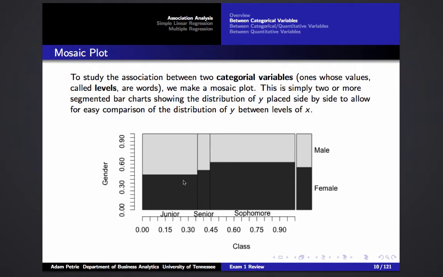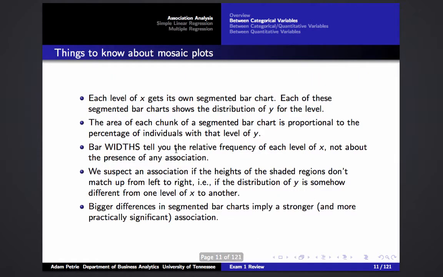If they do look different, then the distribution of y is somehow different between the levels of x, indicating that if we do know an individual's value of x, that narrows down the possible values for y that individual might have. So I would say that there is a hint of an association going on between gender and class because, well, for sophomores, it looks like there's a stronger majority of sophomores that are female compared to the junior class. It looks like actually there might be a slight majority that are male. So knowing the class level tells me something additional about the distribution of gender. I would say there's an association.